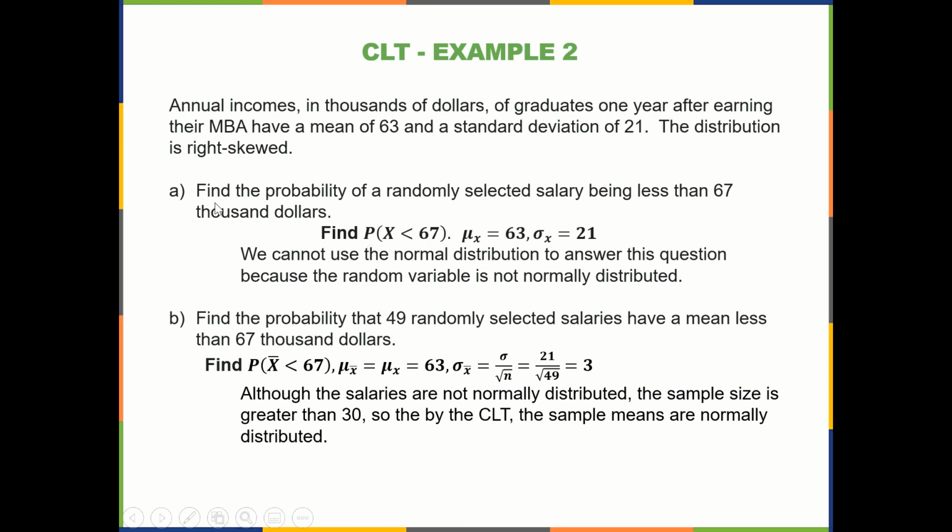So the answer for Part A is we can't use the normal distribution to answer that because it's not normally distributed. It said it was right skewed. Moving on to Part B though, since we have a sample size greater than 30, we can use the central limit theorem to find the probability that the sample mean will be less than 67. So we adjust the original standard deviation of 21, we divide it by the square root of n, and get a standard error of 3. So although the salaries are not normally distributed, the sample size is greater than 30, so the means of the salaries will be normally distributed.